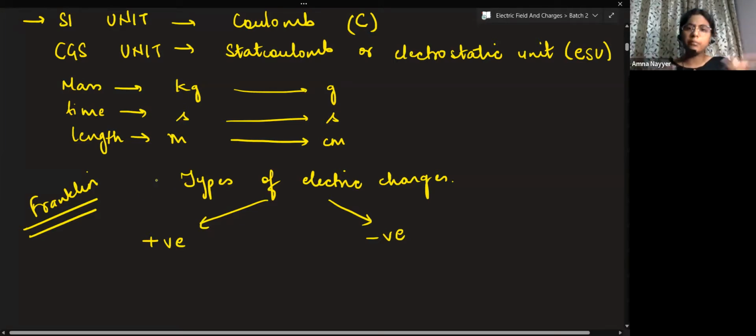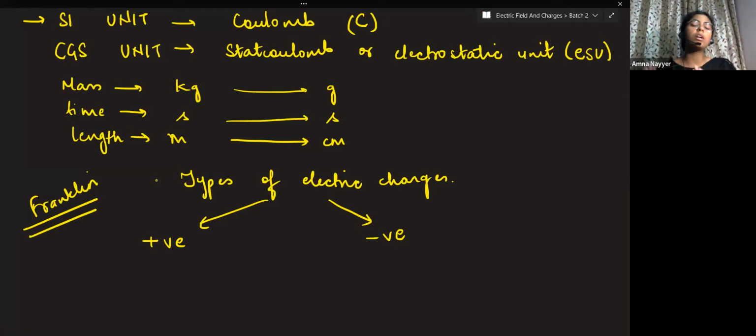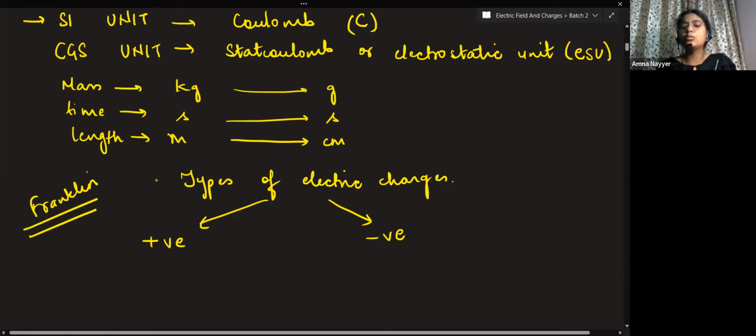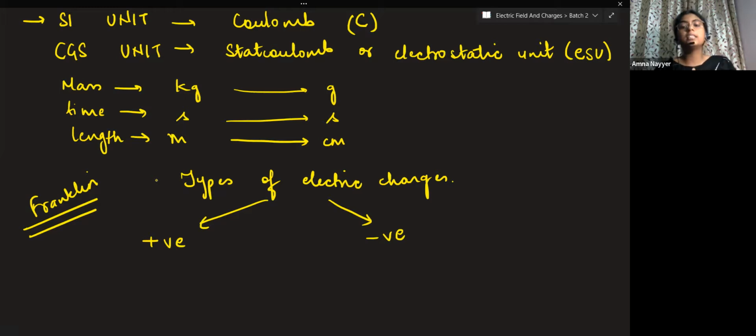Had Franklin named it something else instead of positive, had he used the term north, now we use north and south pole for magnets, that's a different thing. But at that moment, had he used north for positive and south for negative, then in today's time, instead of having electron charge as negative, we would have been using north pole and south pole instead of positive and negative charges. So these charges were named randomly. There wasn't any basis for classification of these types of charges. So positive charges and negative charges are just made randomly.